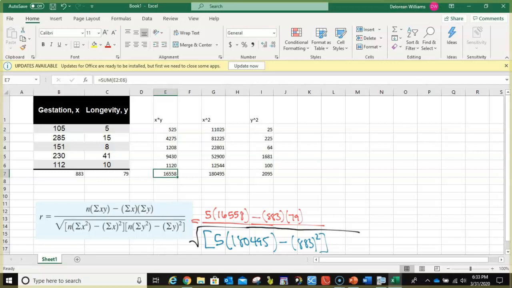And then we move on to the y values. So I have the value of n again, 5, because there's 5 pairs of data, times the sum of the squares of y, so 2,095, minus the sum of y squared, so minus 79 squared.